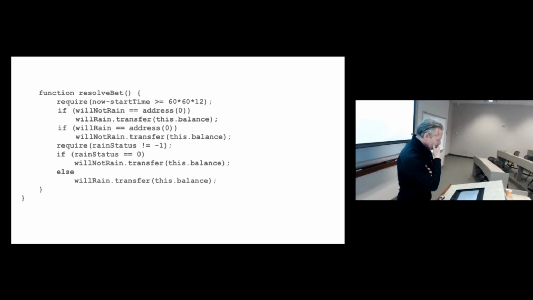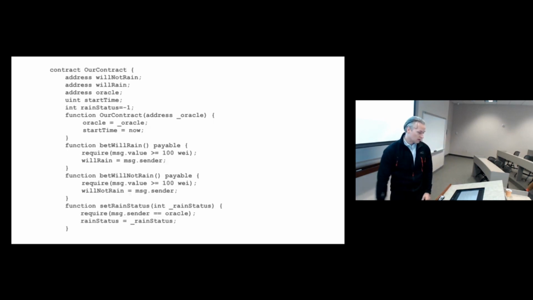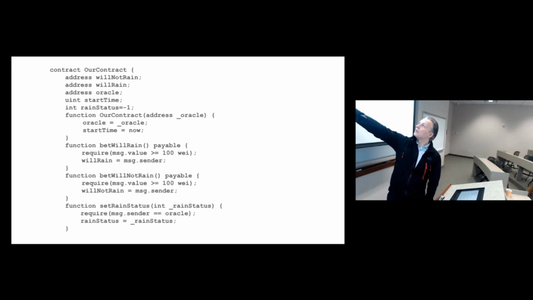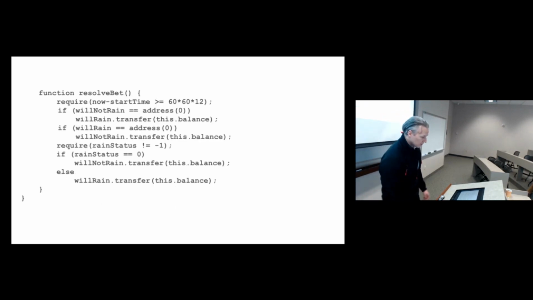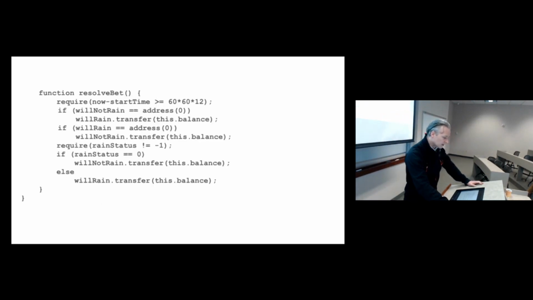It's just a question of how you put it all together. So the function here is resolve the bet. What do we need to resolve the bet? Well, we need to determine the rain status and the payouts from these senders. That's all it is. So, require here start time. How do we define start time? We set it as now, so whenever the contract is deployed. Okay, but so what is the larger or equal 60 times 60 times 12?